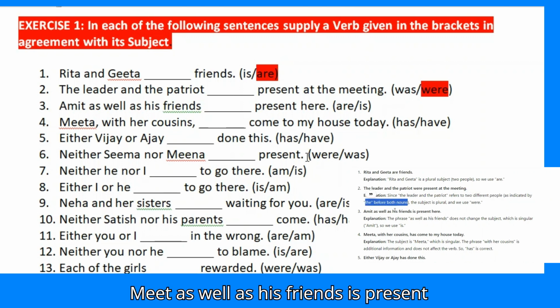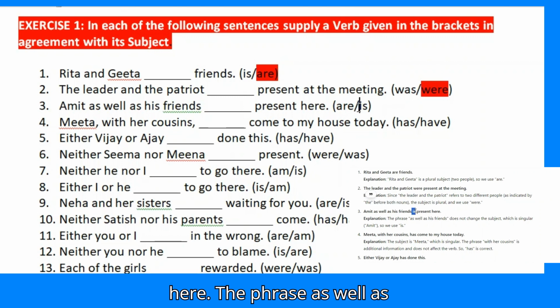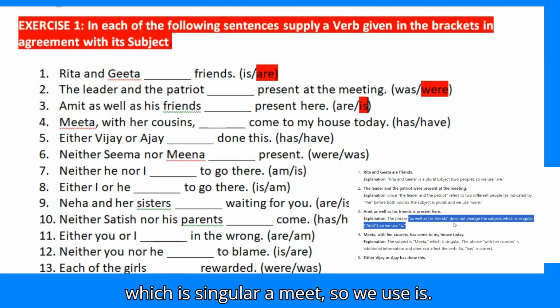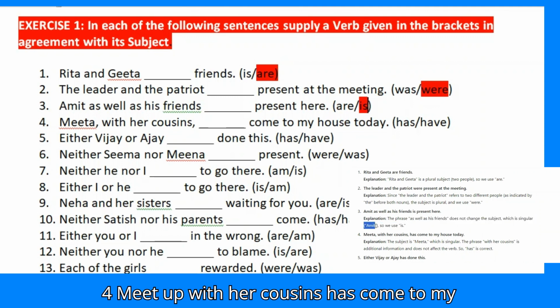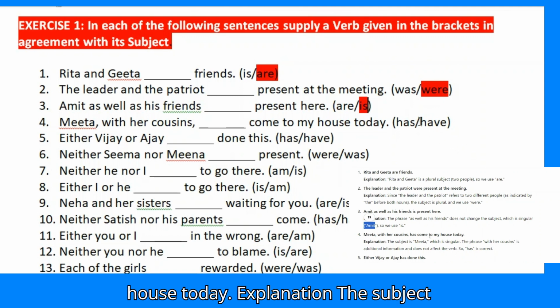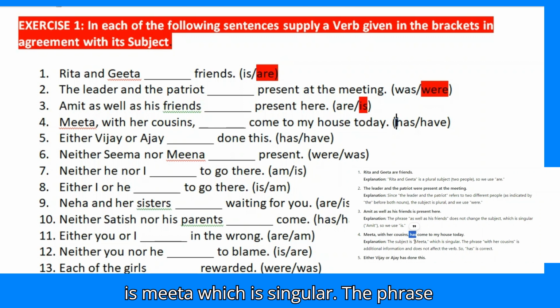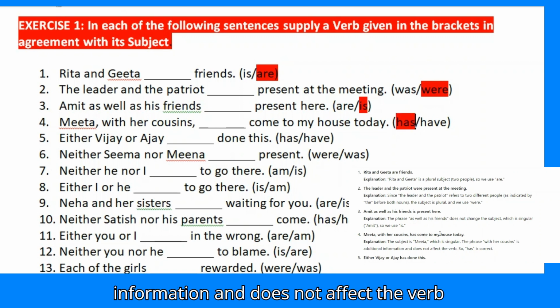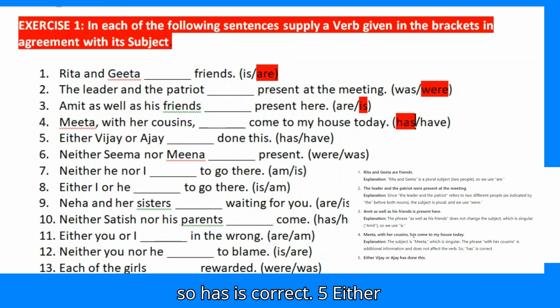3. Amit, as well as his friends, is present here. The phrase, as well as his friends, does not change the subject, which is singular, Amit, so we use is. 4. Meeta with her cousins has come to my house today. Explanation: The subject is Meeta, which is singular. The phrase with her cousins is additional information and does not affect the verb. So, has is correct.